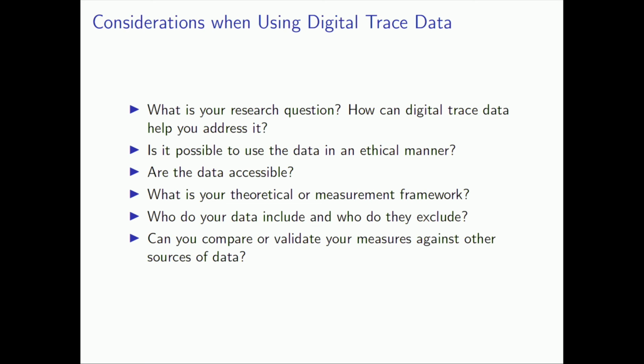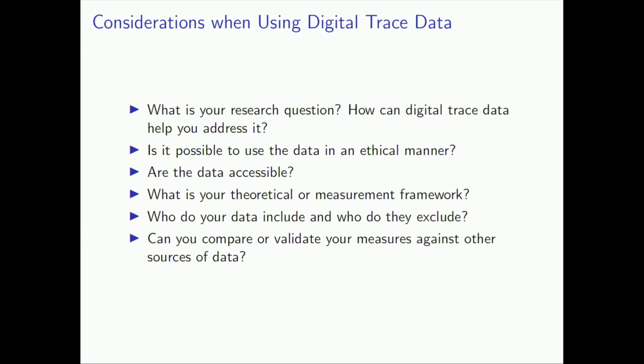Are these things that we can even use, and can we access them in some way? There might be APIs, or there might be specific cases where we need to create relationships with the providers of the data, which might be companies or other kinds of organizations. So, of course, accessibility is a key underlying concern when thinking about research pipelines and research strategies with digital trace data.